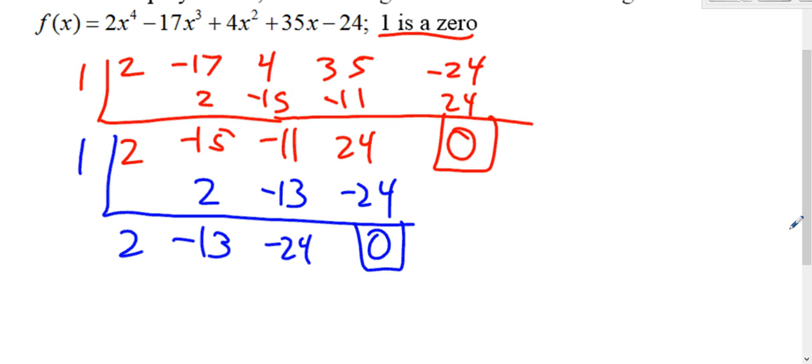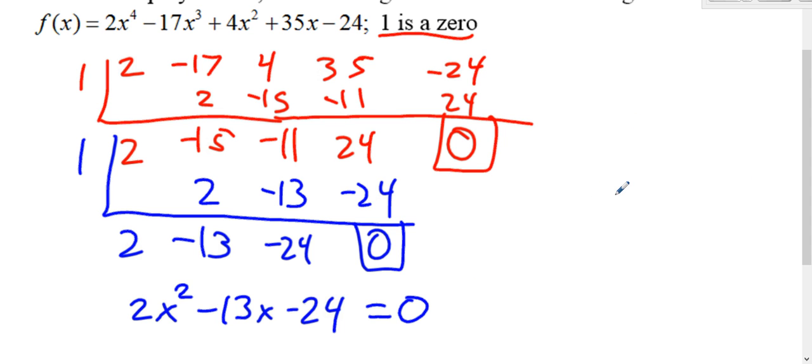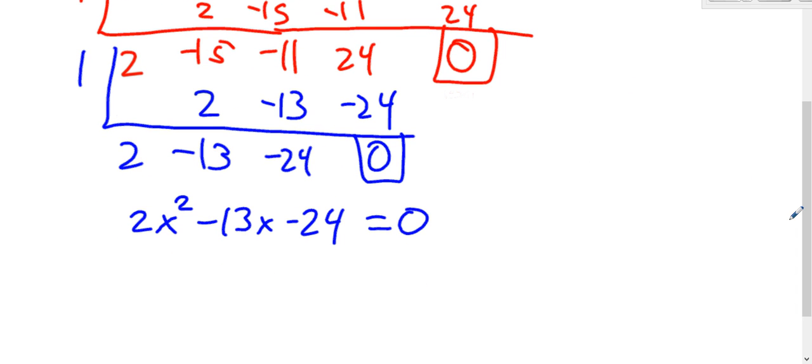So negative 1 is actually a 0 twice, which means it has a multiplicity of 2. And we need to find our remaining zeros from 2x squared minus 13x minus 24. So we can do quadratic formula or factoring to figure out the remaining 2 zeros. We don't need to do synthetic division again and again and again.